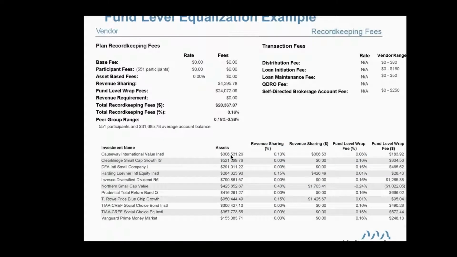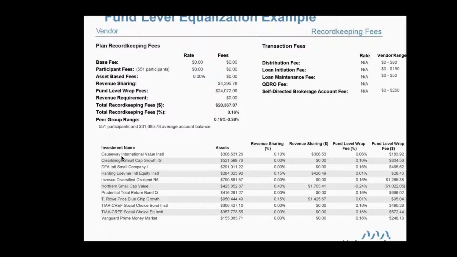So let's look at how this looks in the fee benchmarking report. So no base fees, no per participant fees, no asset-based fees, but there is revenue sharing on some of the funds, and I'll walk you through that in a moment. And there is a fund level wrap fee. So I say fund level because it's not plan level. It's not on all plan assets. It's only on specific funds. So let me show you some examples.